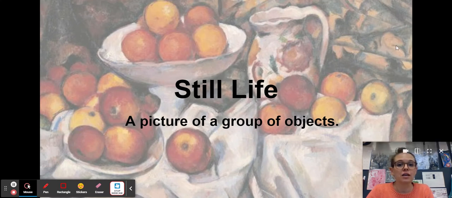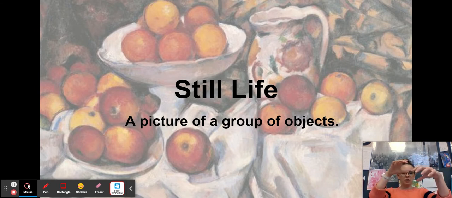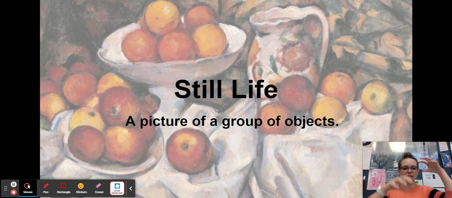We are starting some still lifes today. And a still life is a picture of a group of objects. So let's go like this and put some objects out in front of us and say still life. So anytime we see the word still life, we go like this. Still life, still life. A picture of a group of objects.